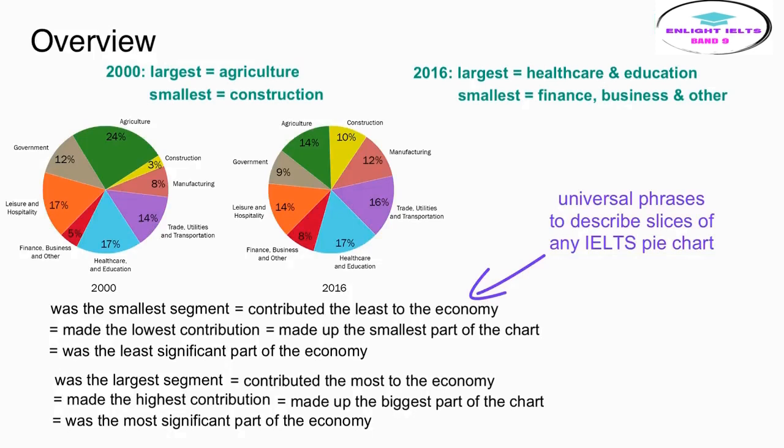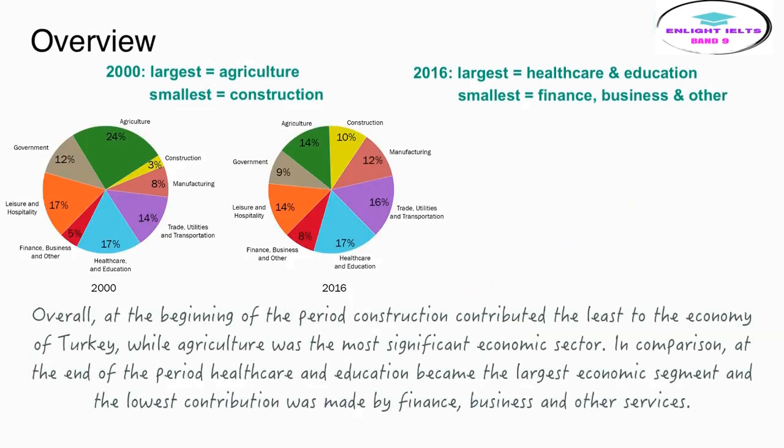So, here is our overview. Overall, at the beginning of the period, construction contributed the least to the economy of Turkey, while agriculture was the most significant economic sector. In comparison, at the end of the period, healthcare and education became the largest economic segment, and the lowest contribution was made by finance, business and other services.